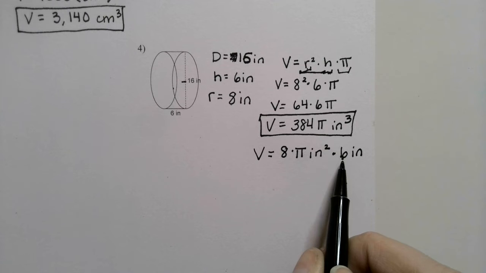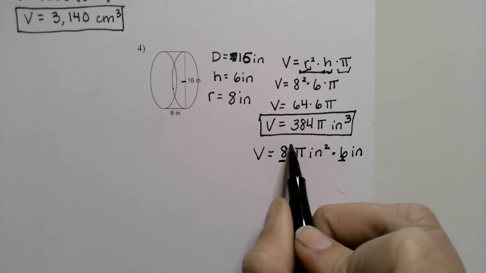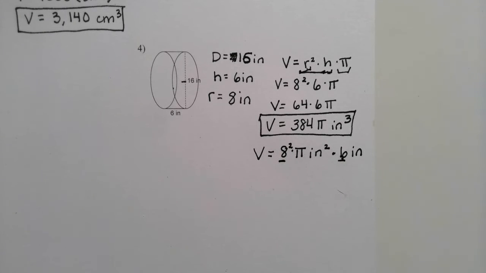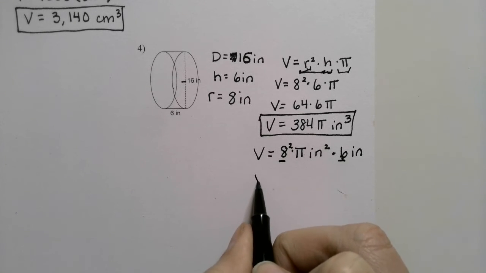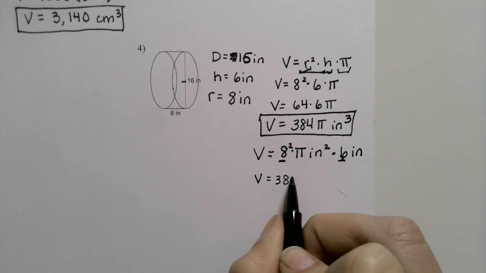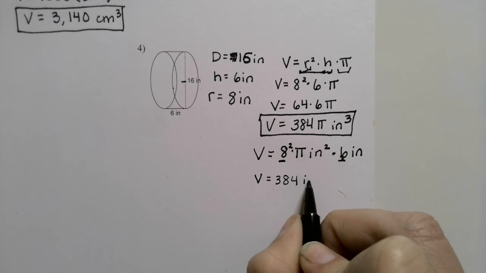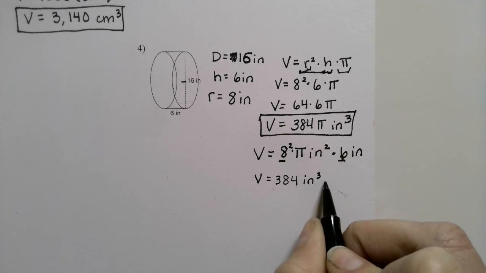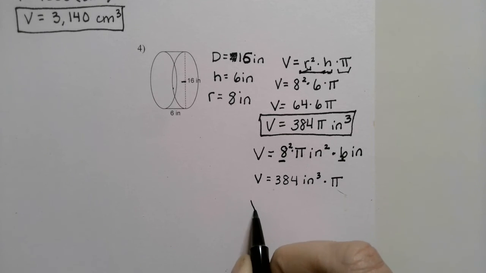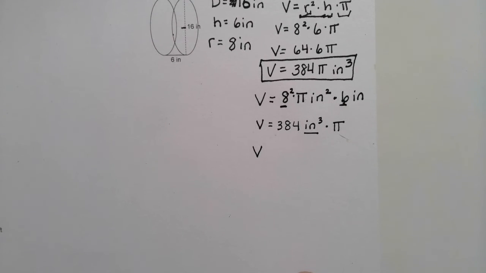So if I take this 6 and this 8 squared and multiply them together, I get 384. But you see we have inches squared times inches, which is going to give us inches cubed. And then we've got our pi over there, so times pi. That's where the inches cubed come from. Hopefully that makes a little bit more sense. You just need to remember when you're finding the volume of a 3D object, you need to do inches cubed or units cubed.